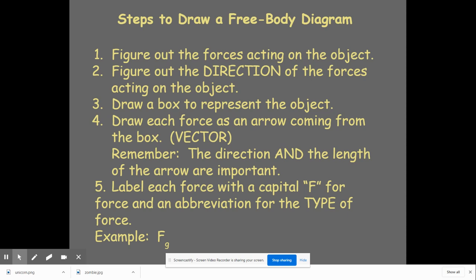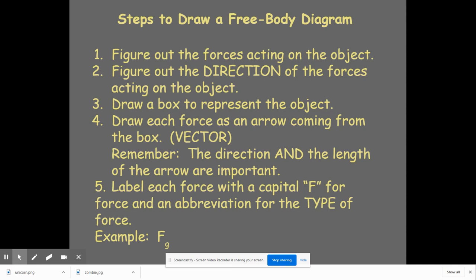Here's how we are going to draw our free body diagrams. The first thing is we are going to have a little scenario that we read. And then we have to figure out the forces acting on the object. We've kind of got our list over there. We've got our gravity and our normal force. So we'll figure out the forces, and we need to figure out the direction of the forces.